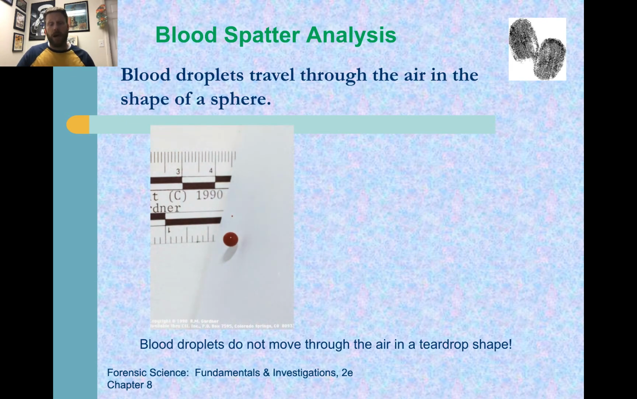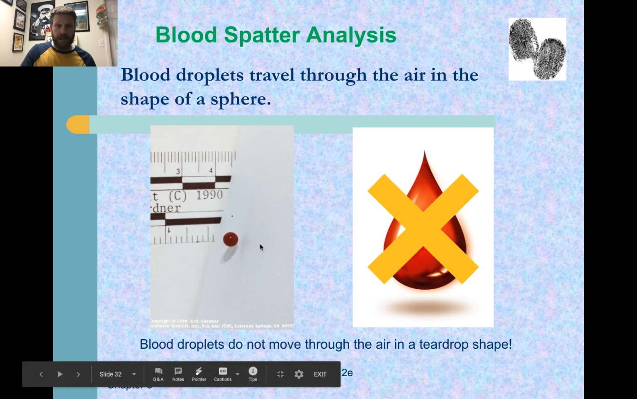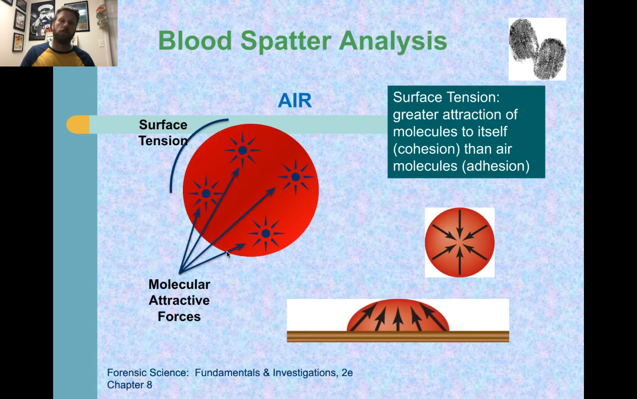Okay, now blood drops actually, when they fall through the air, are spherical. They are not what you actually think of as like a teardrop shape. They are actually spherical. So this is an actual blood drop falling through the air. You can see how spherical it is. A blood drop is going to hold its spherical form because of cohesive forces within the blood drop. Cohesive forces means the molecules in the blood are more attracted to each other than they are to the surrounding air. So they ball up.